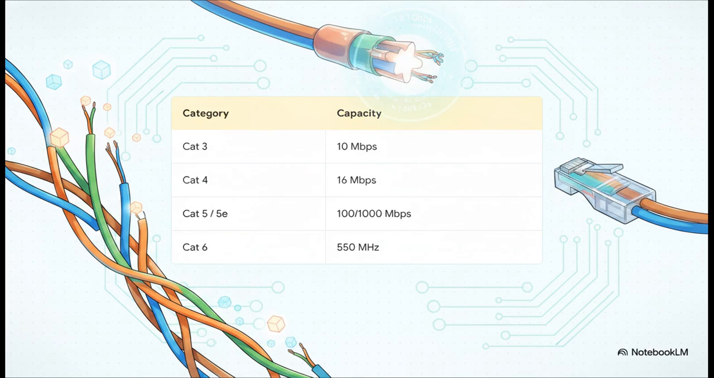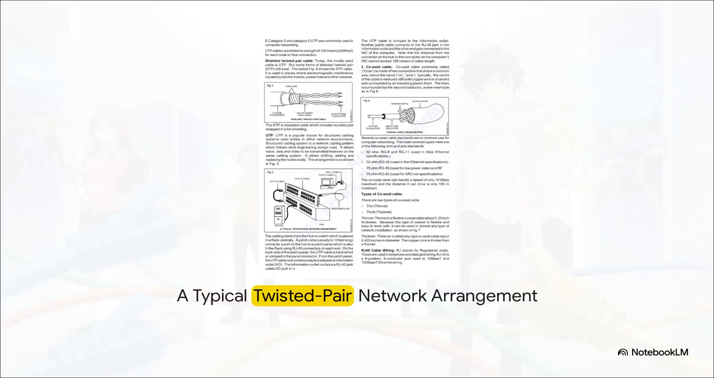It's fascinating to see how these twisted pairs are actually standardized to handle different speeds. You can see how the capabilities scale up. We start down at Category 3, handling basic voice and 10 megabits per second, and move up through Cat 5 and 5e for 100 to 1,000 megabits. But the real standout here is Cat 6. Cat 6 handles data signals at speeds up to 550 megahertz of bandwidth. To pull that off, it actually requires a soft supporting member right in the center of the cable to maintain its precise geometry.